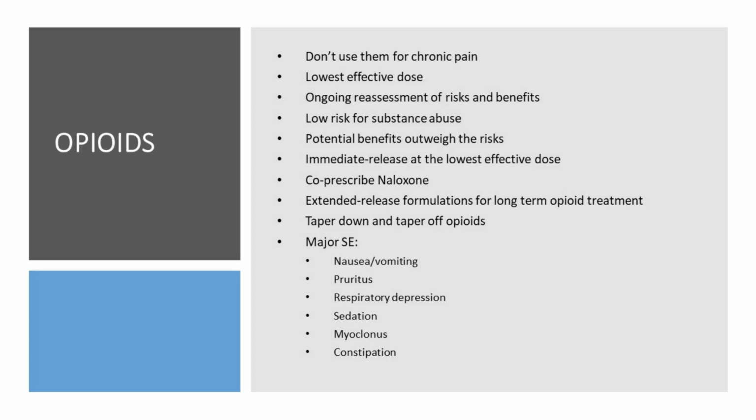Opioids can cause respiratory depression. This is the big one. Obviously, you have to stop the opioid immediately. Just consider intubating your patient and give naloxone as an antidote.